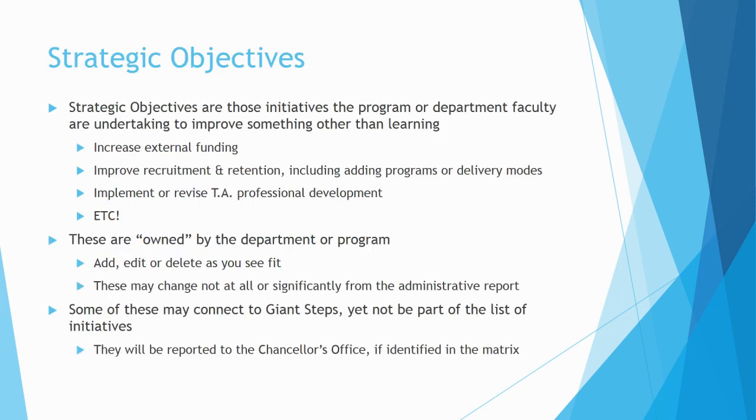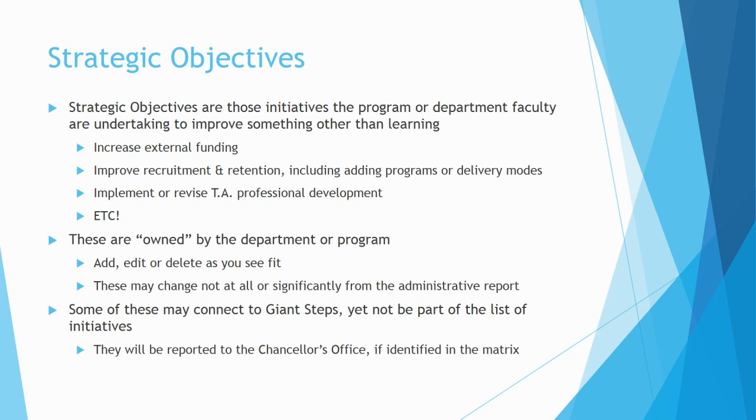Let's take a minute to talk about strategic objectives. As I noted on the last slide, strategic objectives are any initiatives that faculty are working on that are not student learning. So if the faculty in your department have decided to work on increasing external funding, improving retention of your students, implementing faculty development for your teaching assistants, or any number of other goals, those are reported as strategic objectives. Hopefully, that helps you understand what we are talking about when we say strategic objectives.